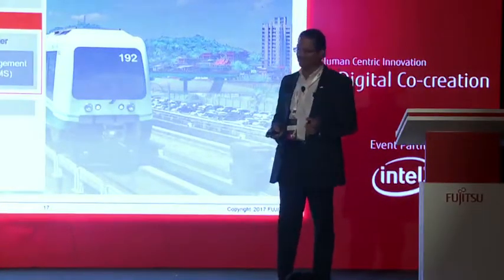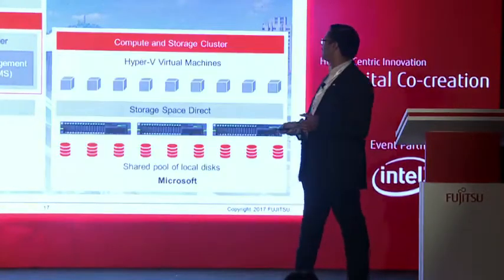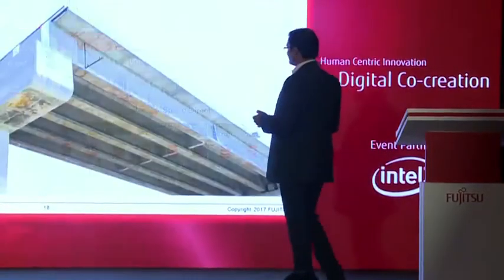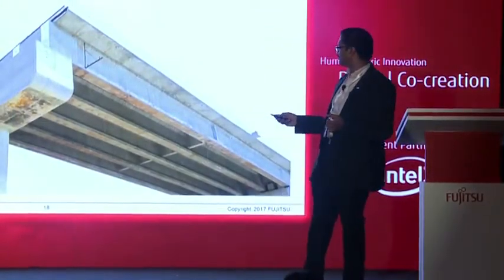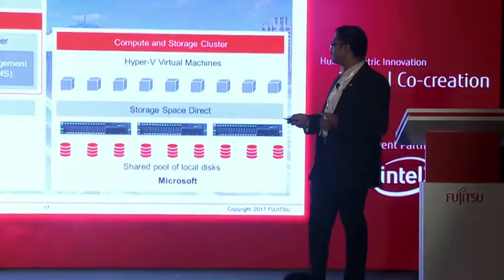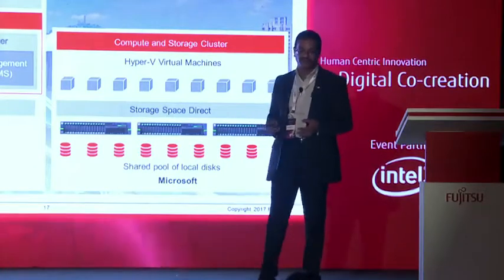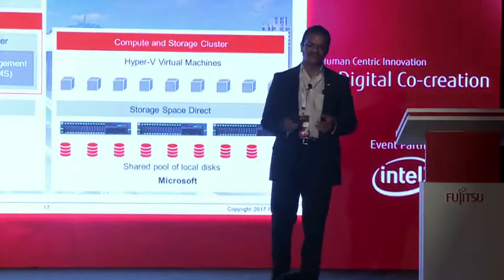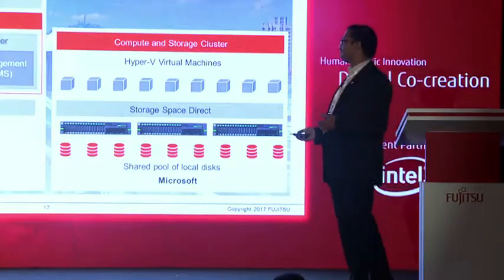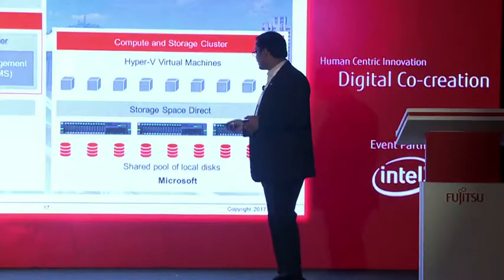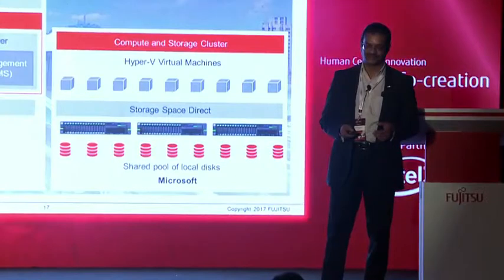So who are the top players in hyper-converged? You know very well, VMware and Microsoft. These are the two top players. Okay, who is in the market now? VMware and Microsoft. So obviously, Fujitsu tightly integrates its PRIMERGY servers within hyper-converged solutions for both VMware, like vSAN, and Microsoft Storage Spaces Direct, right?